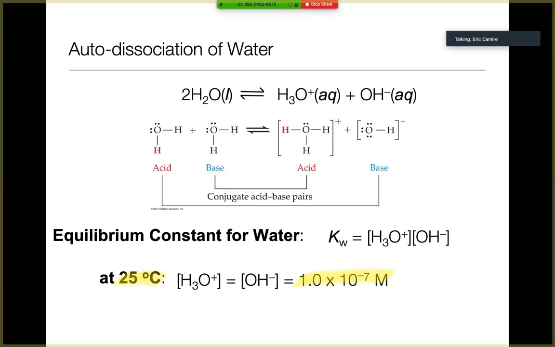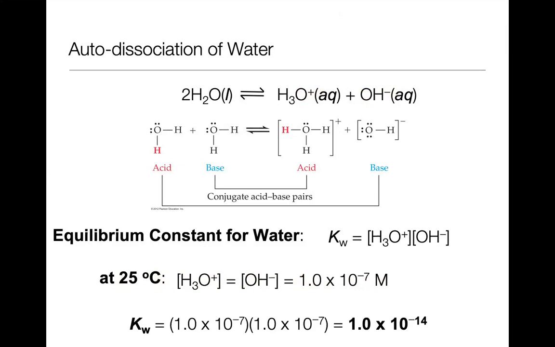Another bit of information we can pull out of this is that because this is pure water reacting with itself, hydronium and hydroxide in pure water can only form in a 1-to-1 molar ratio. So that's why I have it written down here, even though the concentration of hydronium equals 1.0 times 10 to the negative 7th, hydroxide does as well. And that's going to be important. We'll see in a second.